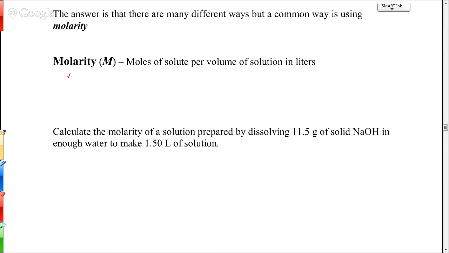Okay, so that's moles of solute, so moles of whatever you're dissolving, per liter of solution. Moles per liter. So how many moles of this stuff did you put in the solution to make a liter of solution? That's the kind of question that we're answering here. So moles of solute divided by volume in liters of solution.